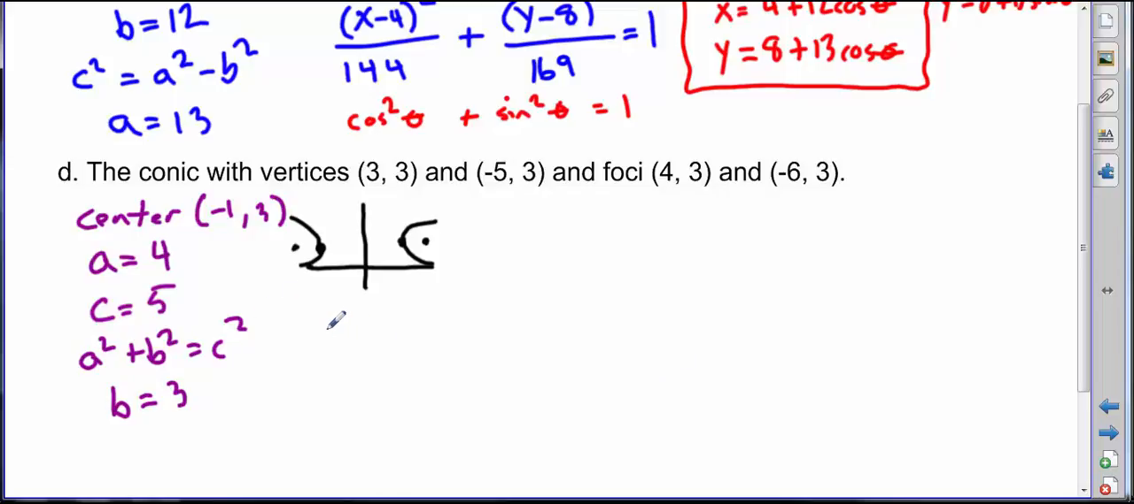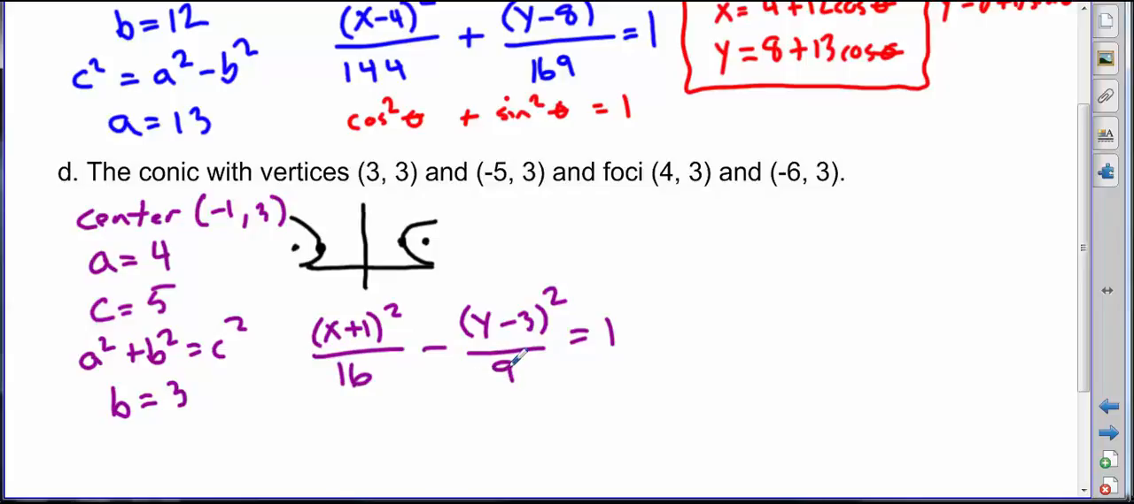That means our rectangular form would be (x + 1) quantity squared. We'll deal with the denominator in a second. And oh, I did do this right. I almost made a mistake. I wasn't thinking and I just got lucky. This is horizontal, so the x term has to be first. And then we'd have (y − 3) quantity squared. And we'll deal with that denominator as well. And again, we know that the a term is always first with hyperbolas. So this would have to be 4 squared. This would be 3 squared.